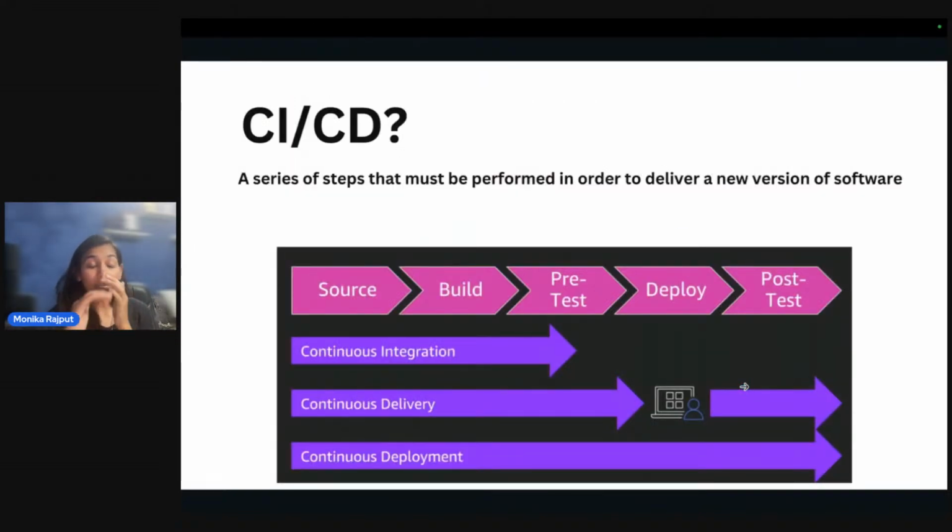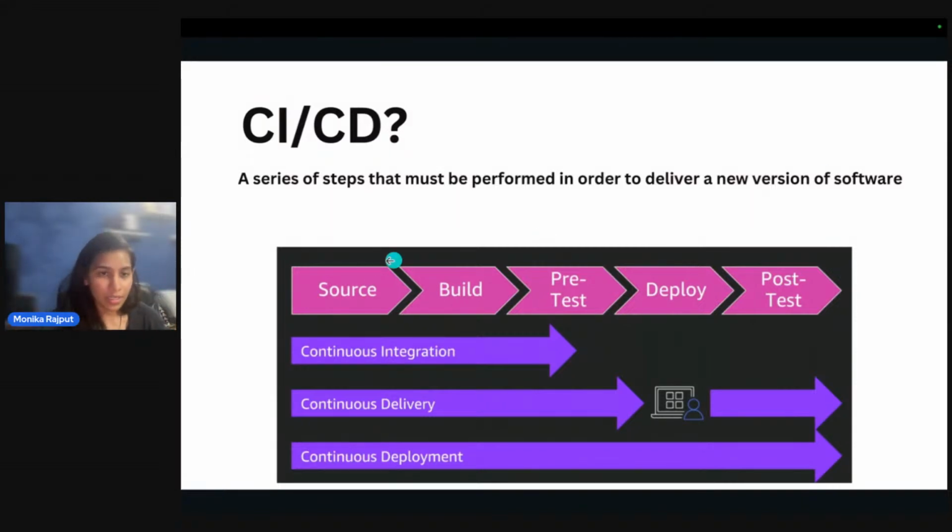Okay, now let's see. I know maybe a lot of you may know what a CI/CD pipeline is, but for this session, let's again see what it is. In simple words, it's a series of steps that must be performed in order to deliver a new version of software, or we can say a script we are building to automate our task from pushing your code to GitHub to deploying into the cloud. So that is the CI/CD pipeline.